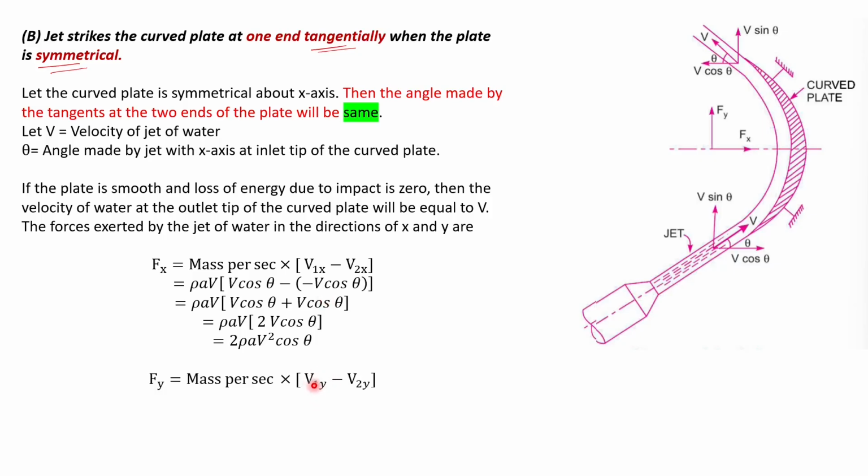So what is the value of Fy? v1y is the initial velocity in the y direction, that is v sine theta, and the final velocity in the y direction is v sine theta. So mass per second is rho av or rho q, you can say both, and v1y is v sine theta, v2y is v sine theta, so it gives you the result 0.